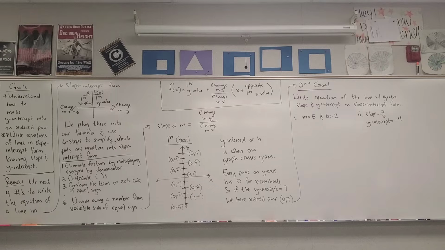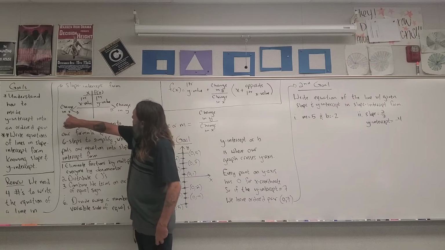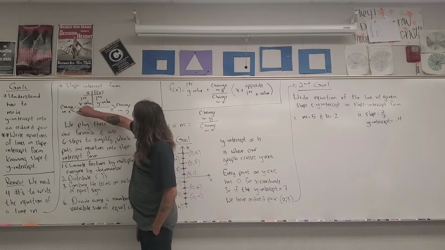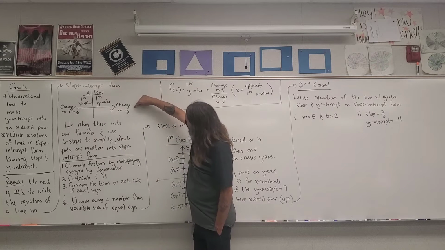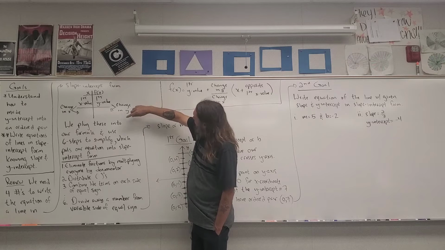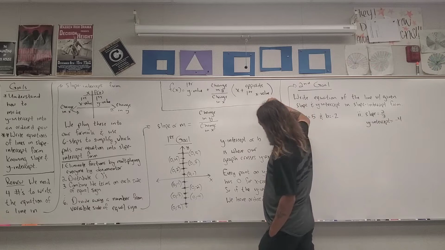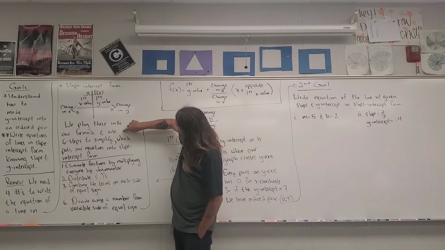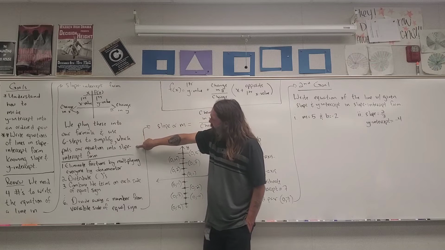So let's do some review. We need 4 numbers to write the equation of the line in slope-intercept form, and we're going to find those 4 numbers in our table that we create. We need the change in x number, we need the first x value number, we need the first y value number, and we need the change in y value number. We plug these numbers into our formula, which I have written up here, and we use the 6 steps to simplify, which puts our equation into slope-intercept form.